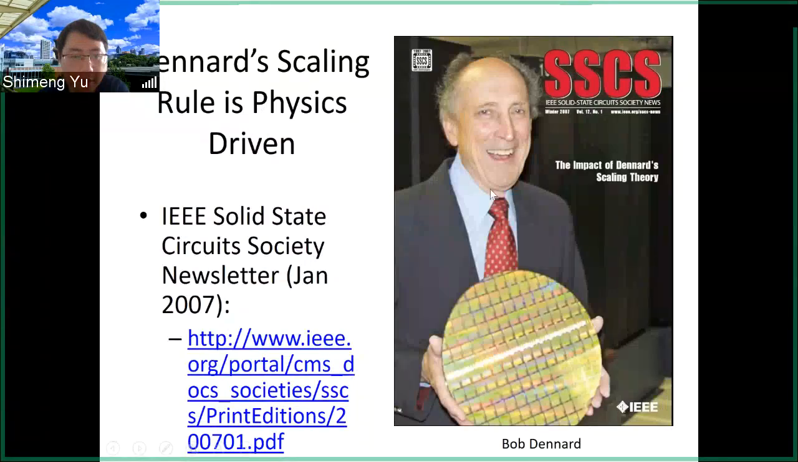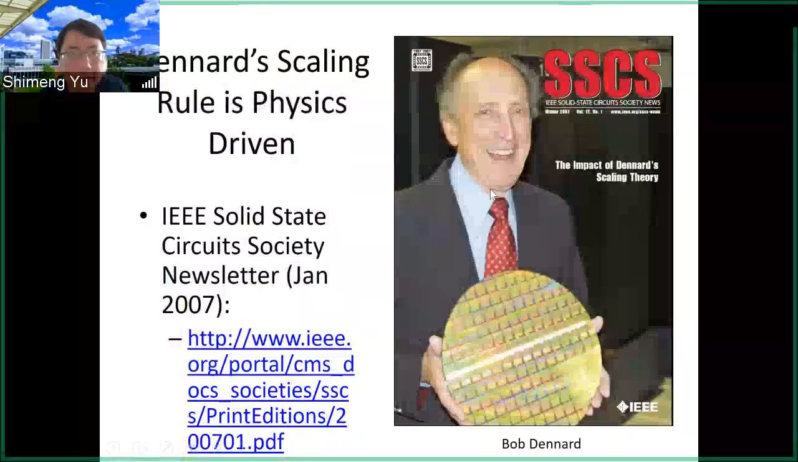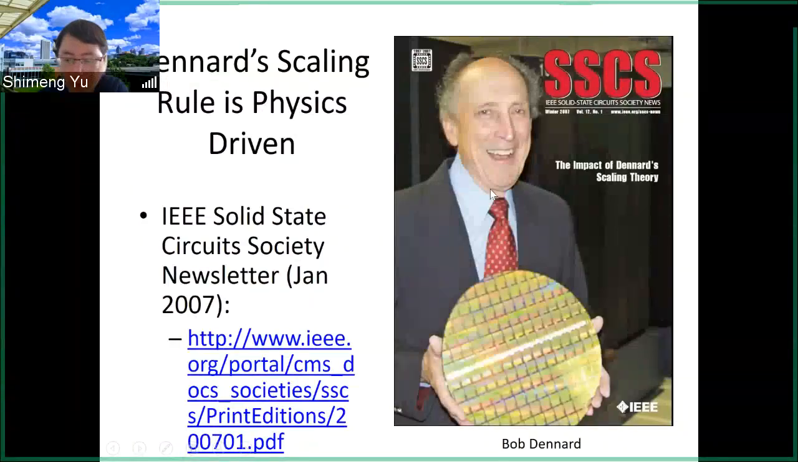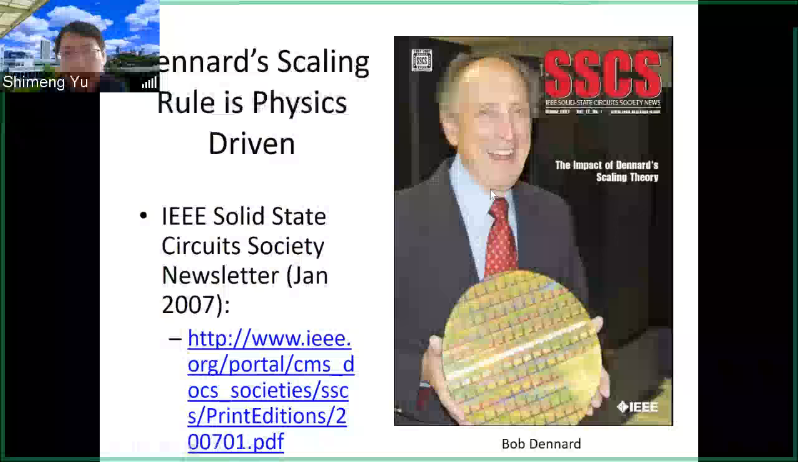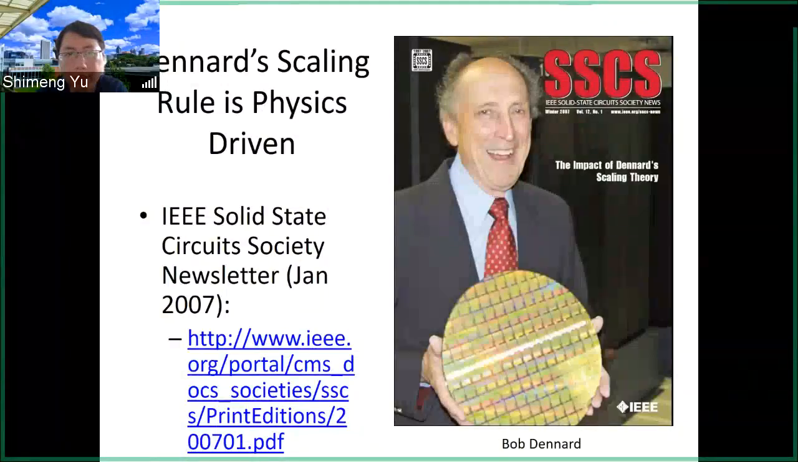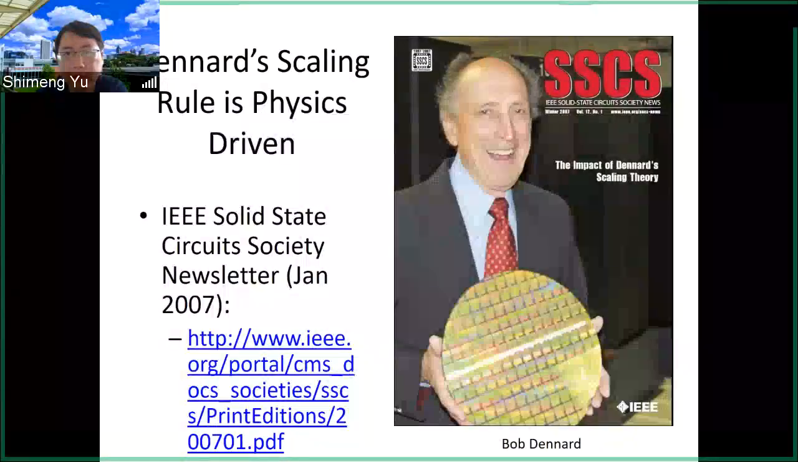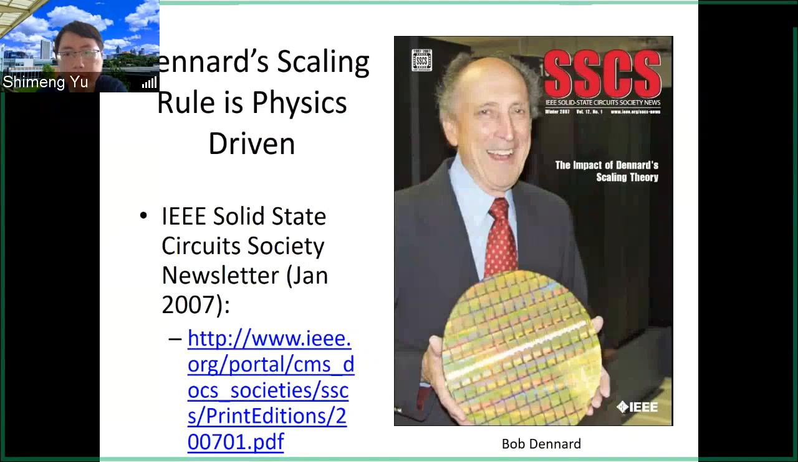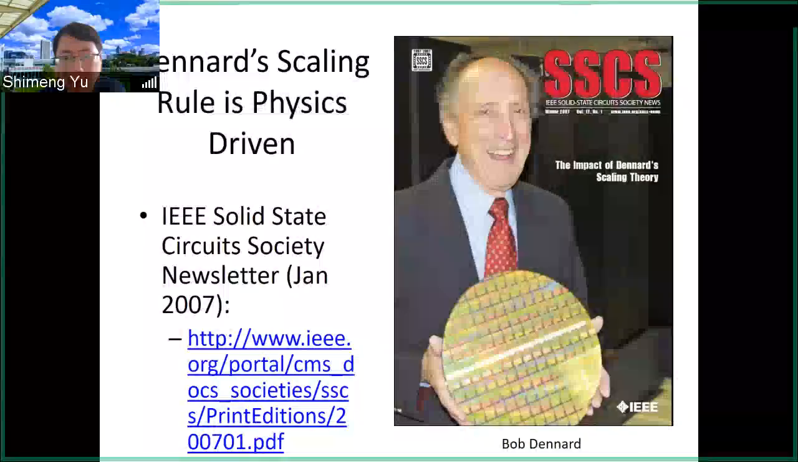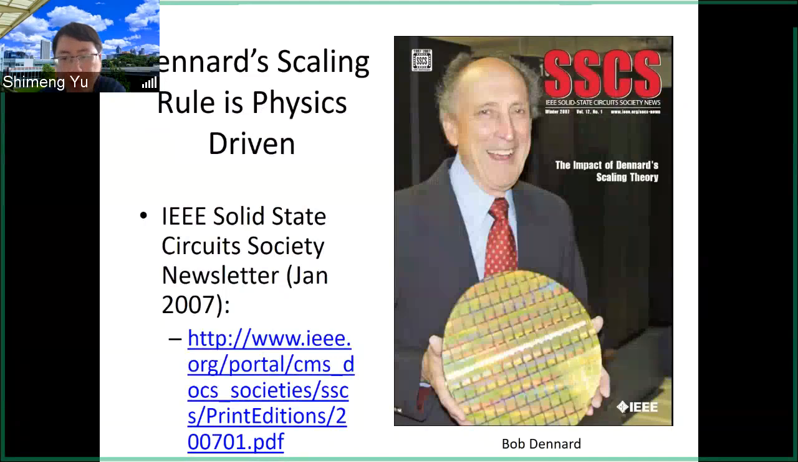So here is another article regarding the Dennard scaling rule. And the Dennard scaling rule is more physics driven. Why is that? The driving force behind Moore's law is more economics. The reason is that it only cares about the number of transistors on the chip or on this wafer. If you scale each transistor smaller, then you can pack more transistors on the same wafer. Then the cost per transistor will get reduced. That's why those processors become cheaper and cheaper.